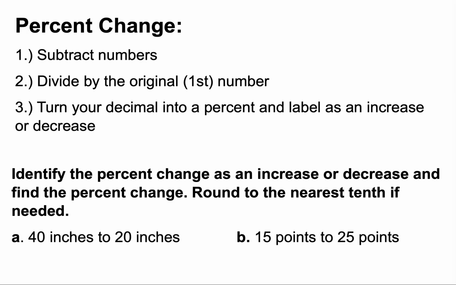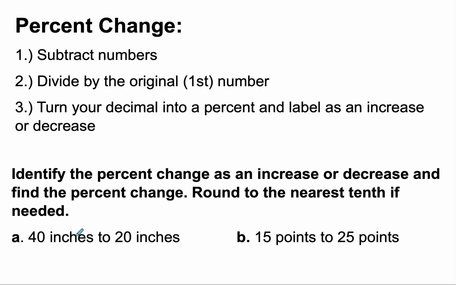All right, so we're going to start by looking at some percent change problems. So our steps for finding percent change: we start by subtracting with our numbers. We divide by the original number, which is the first number in the problem. And then we turn the decimal into a percent and label as an increase or a decrease. All right, so let's go ahead and try that with these two problems.